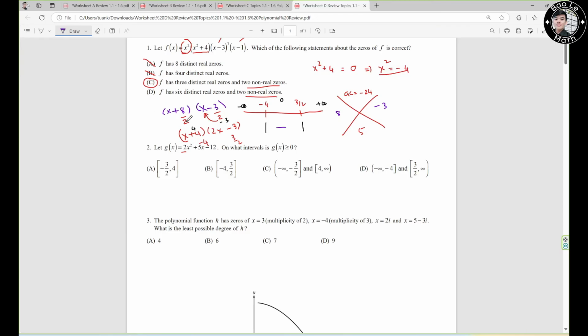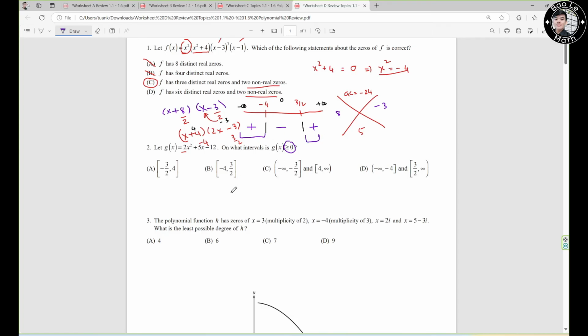So I look at this one, I don't have the even multiplicity of the linear factor right here. So I keep changing the sign. So this guy should be positive, this guy should be positive. Now I look at this one right here. I need this guy to be greater than or equal to 0. So my answer should be this interval and this interval.